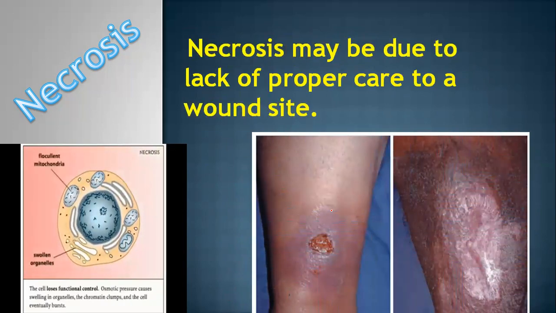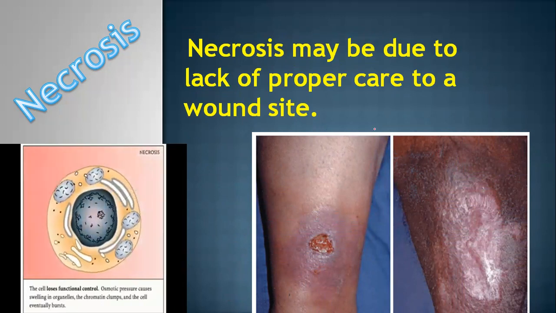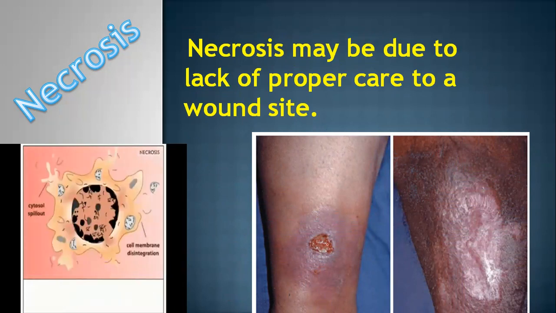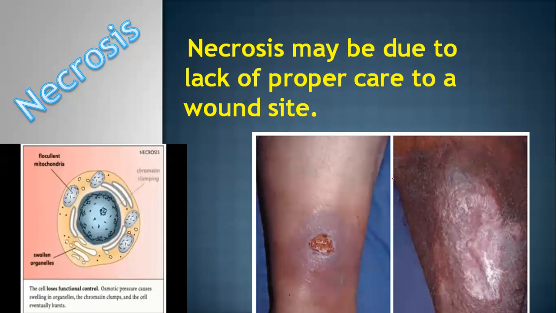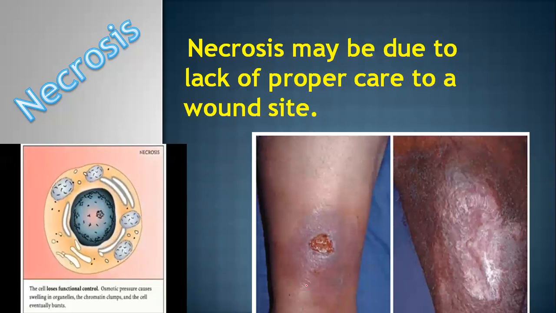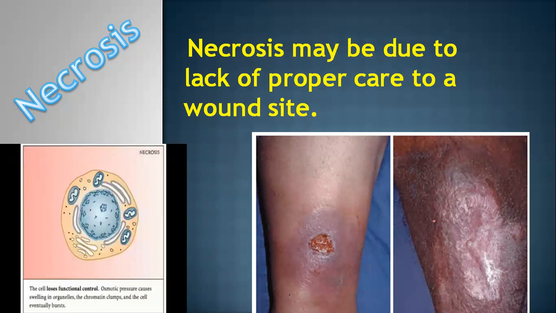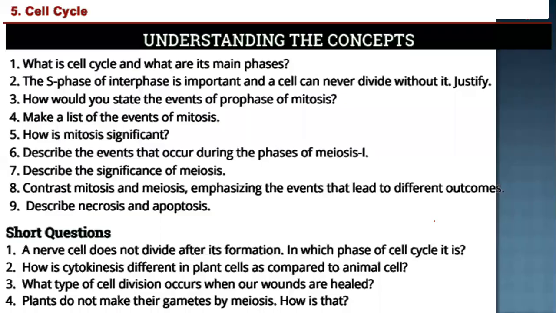Necrosis may be due to a lack of proper care. If we don't care for the wound, it can spread to the whole leg, the whole body. So this is a wound and nearby cells are going to be damaged. Especially this happens in diabetic patients and in some chronic diseases, like cancer patients. So every wound has to be treated properly. So dear students, that's it for today.